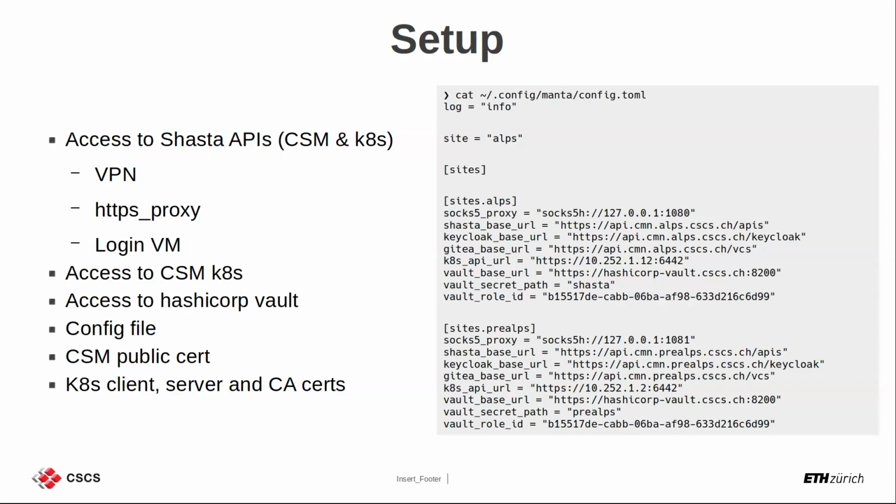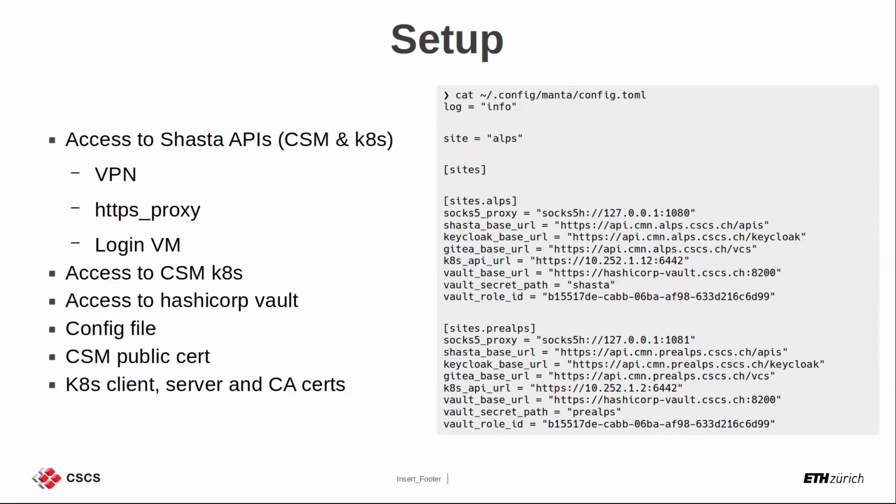Okay, now the configuration. If you want to use Manta, you need to have VPN access. You don't need VPN access if you're in the office, but if you are outside, you need VPN access. You need an HTTPS proxy to be able to access the ports of CSM, Kubernetes, etc. Alternatively, people from PSI have a VM here at CSCS that they use. We install Manta there, and then they use that as a proxy.